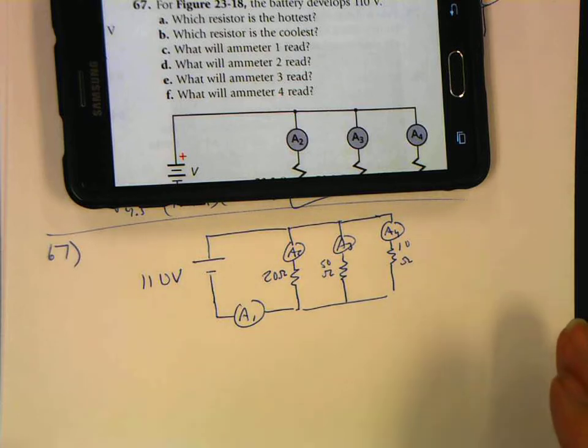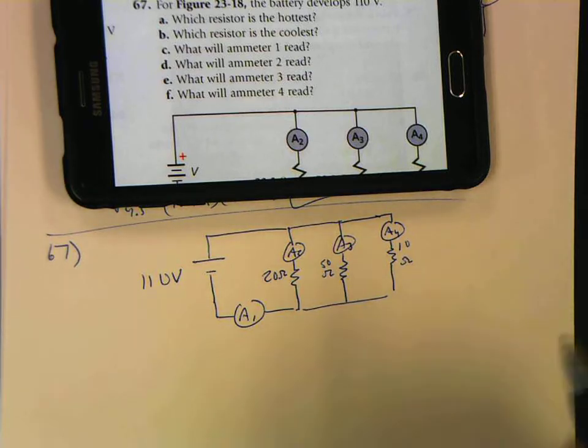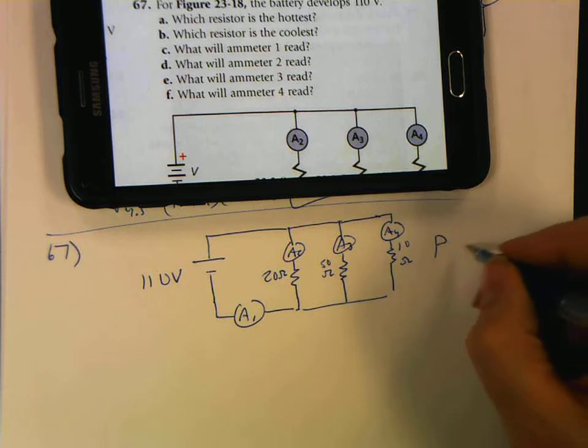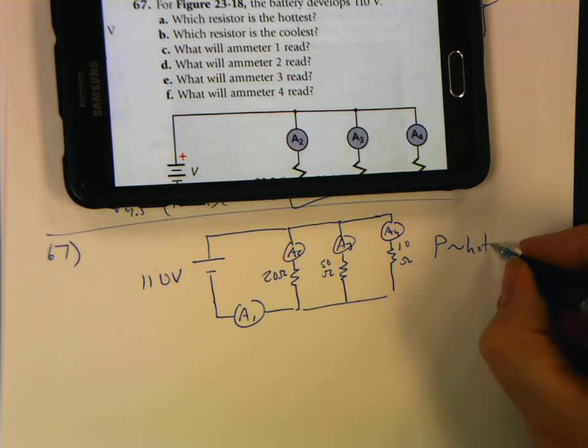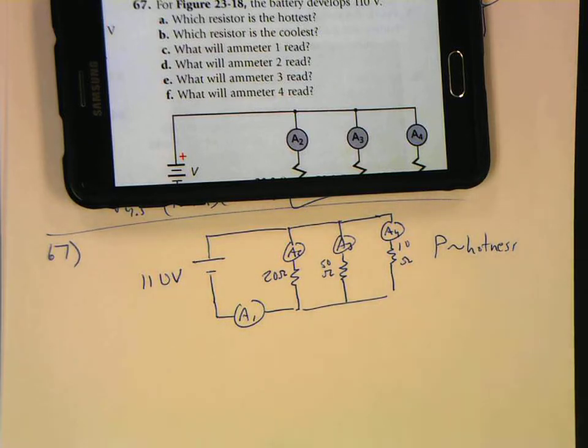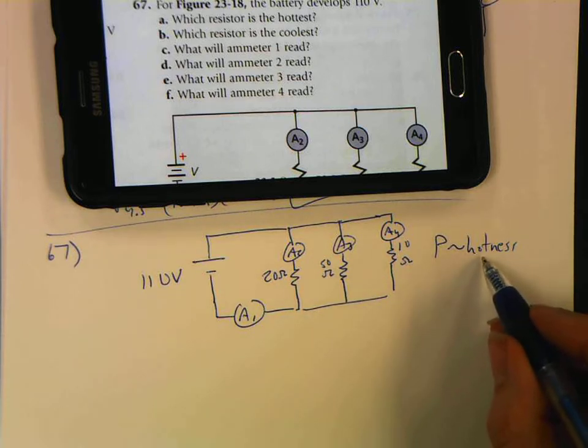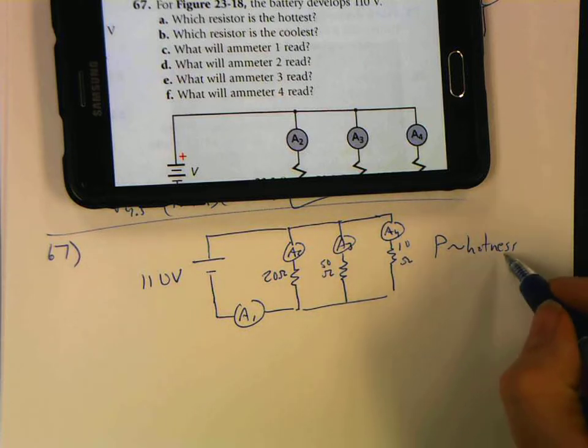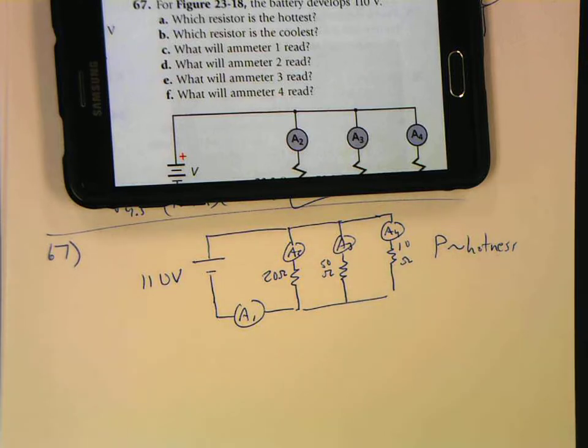So they want to know which resistor is the hottest. Okay, hottest is power. Power is proportional to hotness, or the rate at which heat is released. So the one with the greatest power consumption will be the hottest. That would be the answer to A. And the one with the smallest power consumption will be the coldest, which is the answer to B.